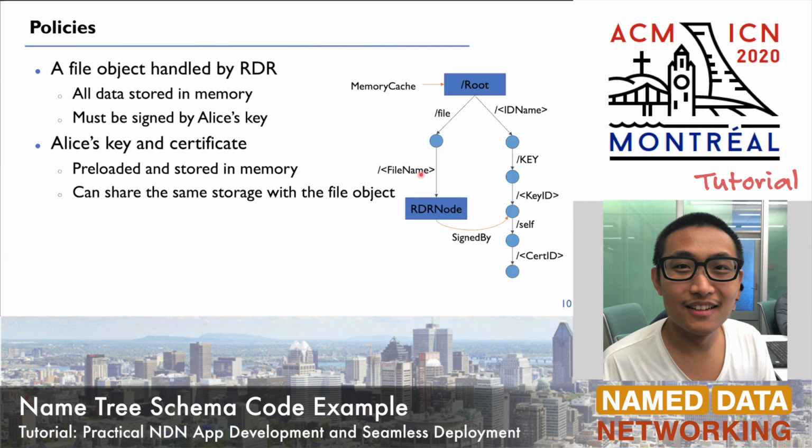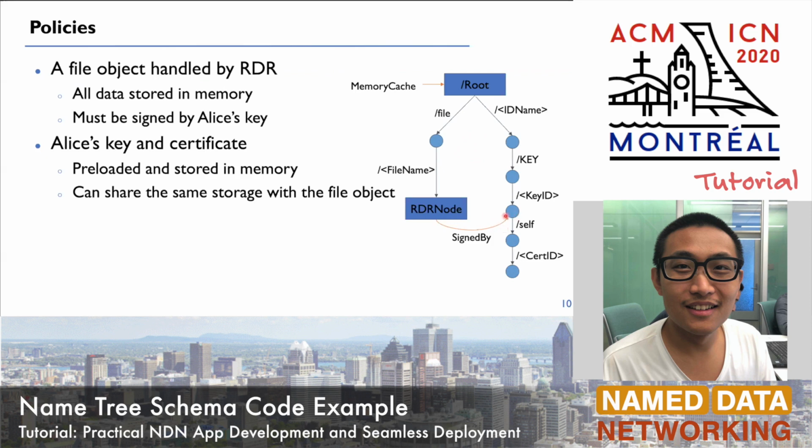Now let's talk about the policies. Besides the namespace, we have decided several things. One is that we want the program to cache every Data packet in memory. So whenever PC3 wants to fetch this data, PC2, which has already fetched this data, can serve it from its memory. Second, we want to verify that this file is signed by Alice's key, not something else. And Alice's key should be preloaded and stored in memory.